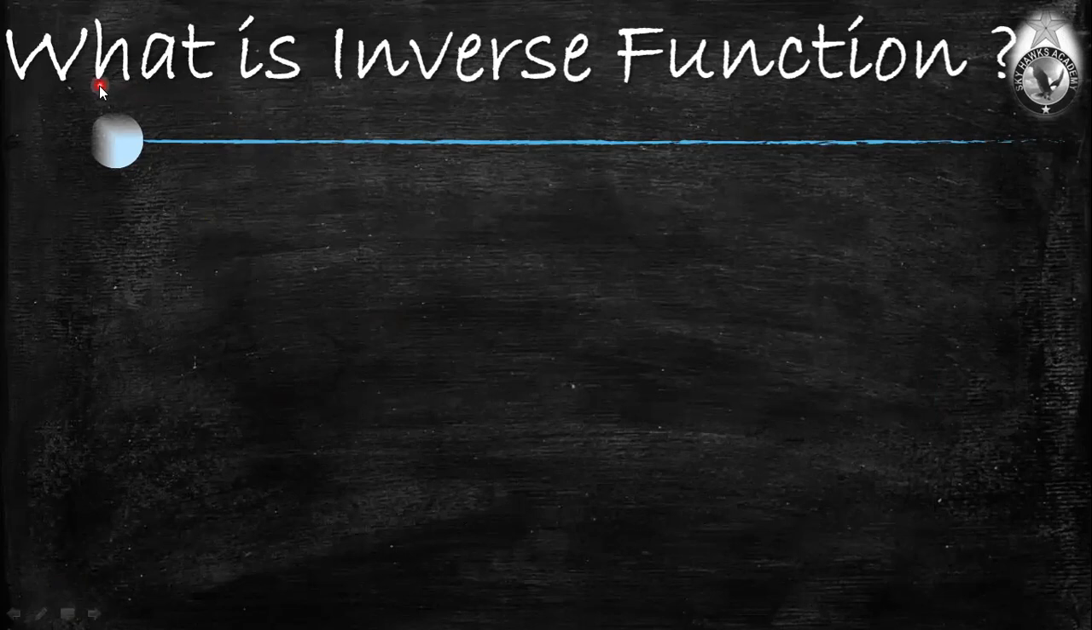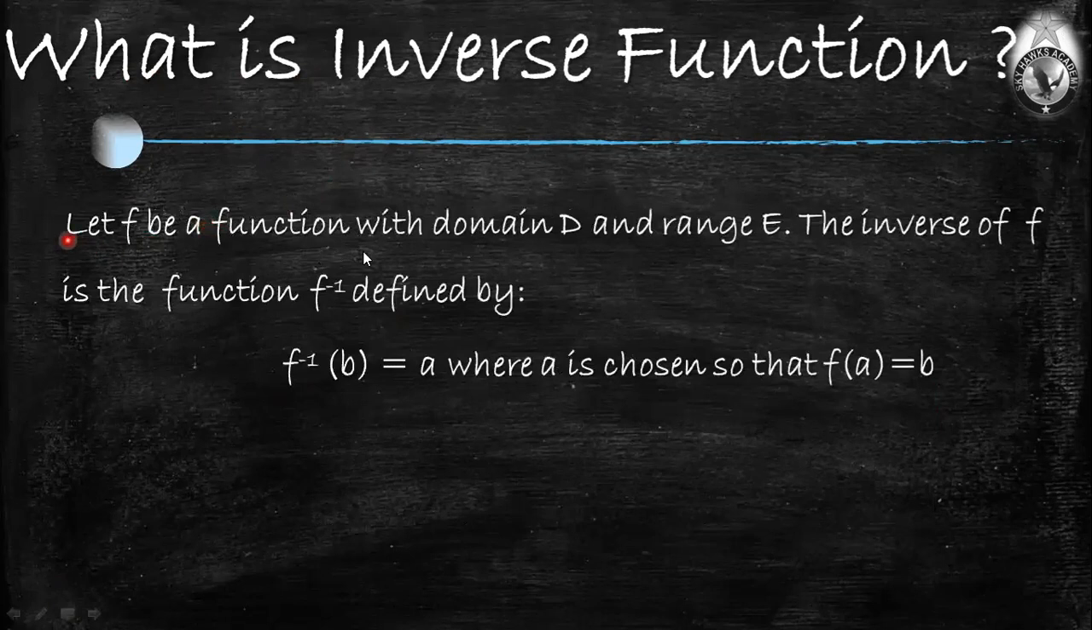Okay. What is an inverse function? So it's a definition. Now we will have to pinpoint the definition for easy understanding. So look at this. Please read this one. Let f be a function with the domain D and range E. The inverse of f is the function f^-1 defined by f^-1(b) equals a, where a is chosen so that f(a) is equal to b.